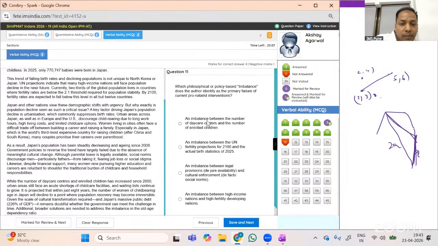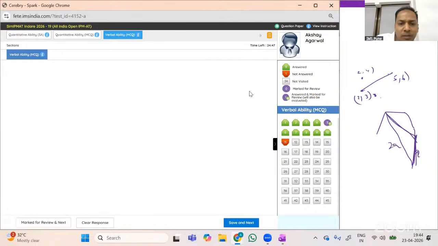The imbalance between the number of daycare centers and the number of children enrolled. The imbalance between UN fertility projections and the actual birth statistics. The imbalance between legal provisions and the cultural enforcement. And the imbalance between high income nations and the rest. Clearly, the answer is option C.